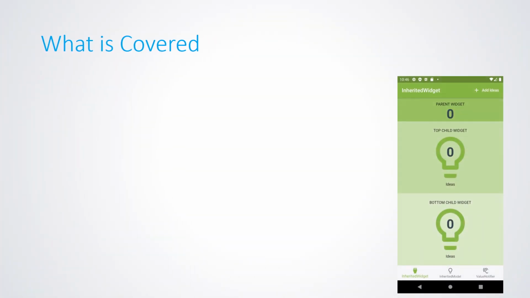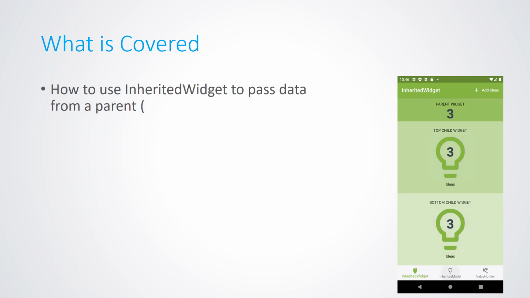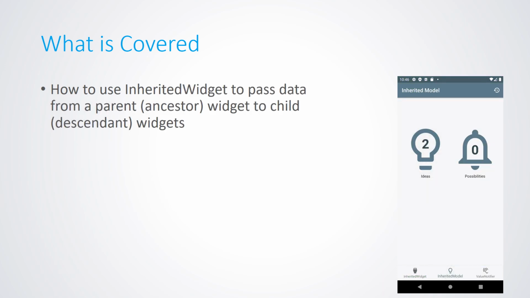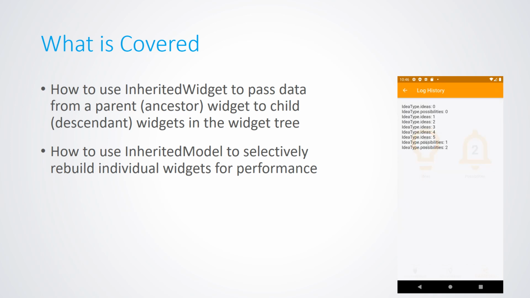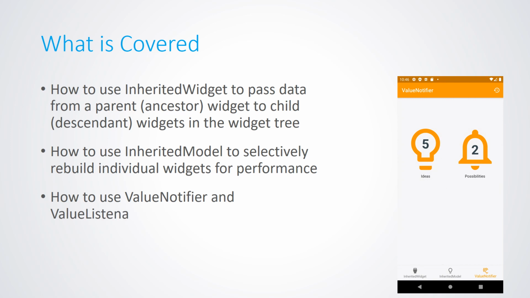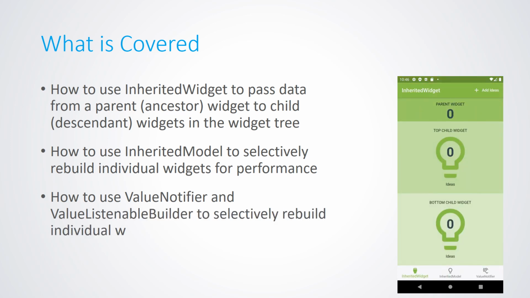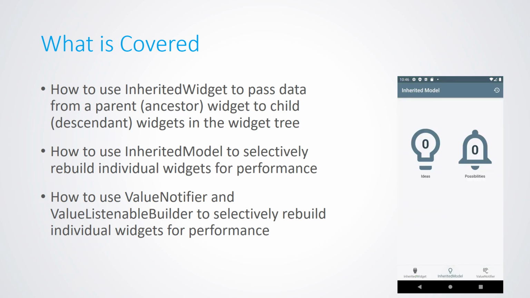In this video, you're going to learn how to use the inherited widget to pass data from a parent widget to a child widget in the widget tree. You're going to learn how to use the inherited model to selectively rebuild individual widgets for performance. And you're also going to learn how to use the ValueNotifier and the ValueListenableBuilder to selectively rebuild individual widgets for performance.